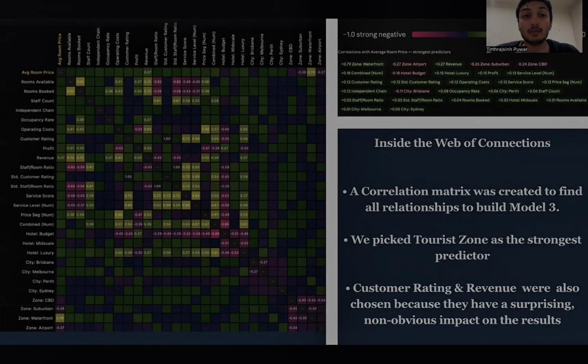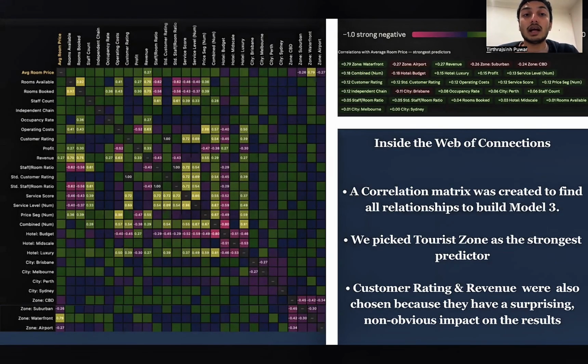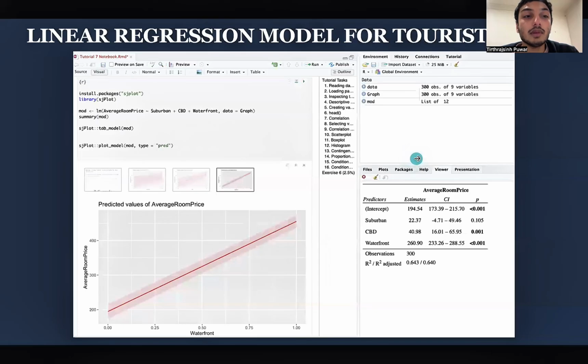For our third and final model, rather than selecting predictors arbitrarily, we constructed a correlation matrix to identify the strongest predictors of average room price. The darker the purple, the stronger the correlation. Here, tourism immediately stood out, specifically waterfront, with a correlation of 0.79, a strong to very strong relationship. Revenue and customer rating also showed meaningful positive relationships, and these were selected to form our Model 3.